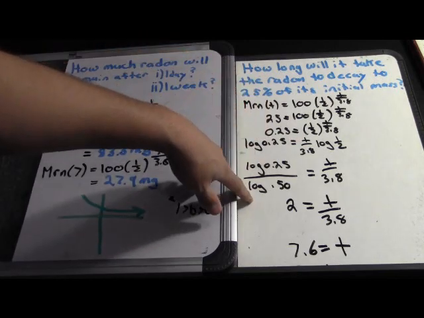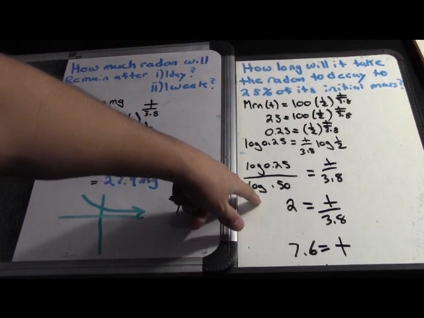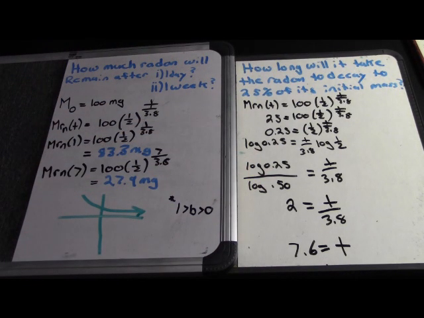So we did that here. Dividing log of 1/2 by log of 1/2 gets you 1. So now we have log of 0.25 divided by log of 0.5 is equal to t over 3.8. Now if you do log of a quarter divided by log of a half, you simply get 2. So you get 2 is equal to t over 3.8.